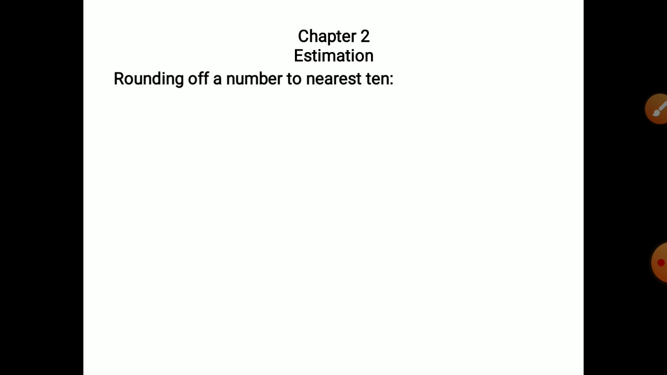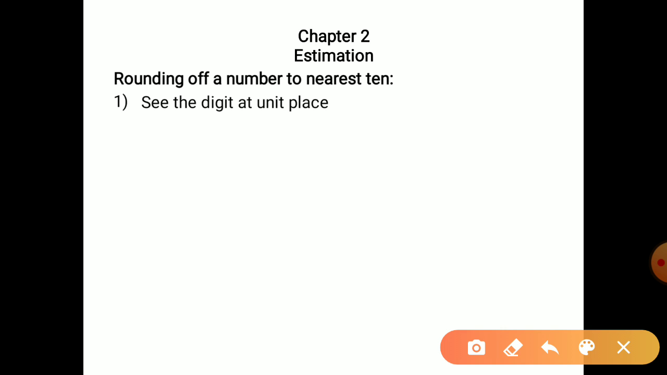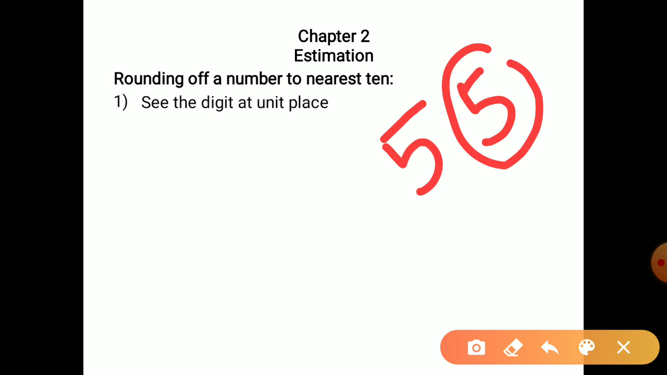So let's start with our first topic, that is rounding off a number to the nearest 10. There are some steps which you will follow. Let's look at the steps. Our first step is to see the digit at the unit place. Suppose there is a number 55. So our unit digit will be this 5. You have to consider this digit.